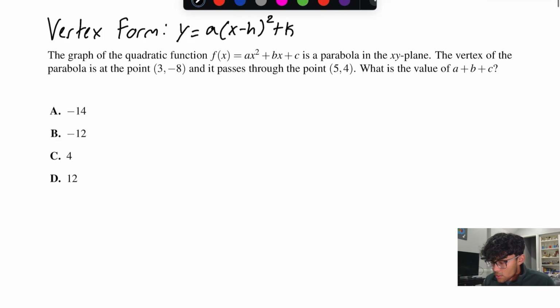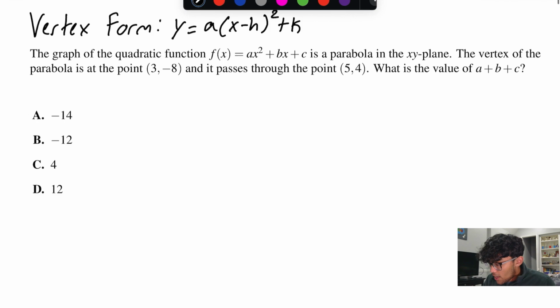And now this is the solution. When you see a plus b plus c, I think they're talking about the a, b, and c in the standard form equation.